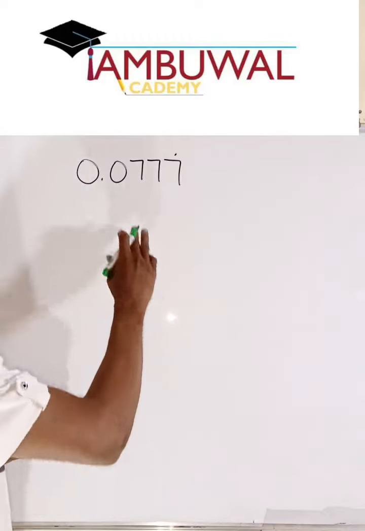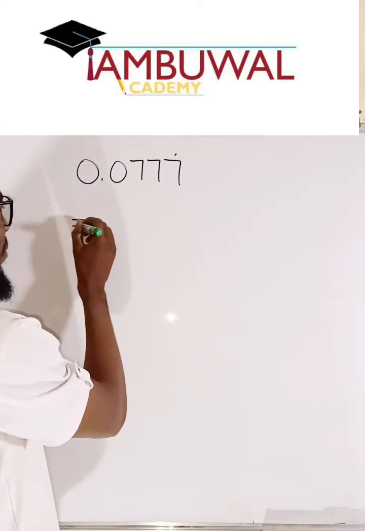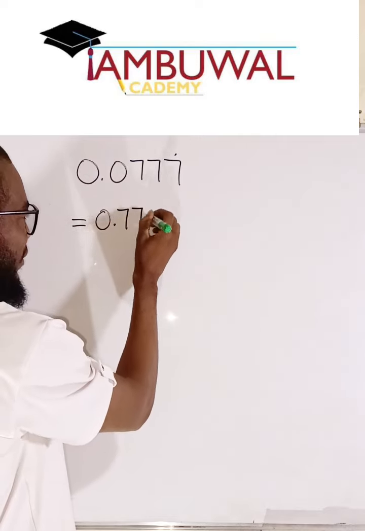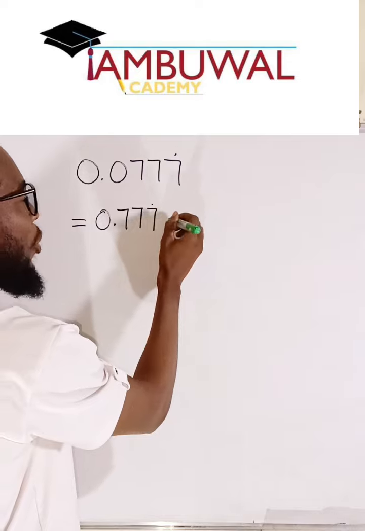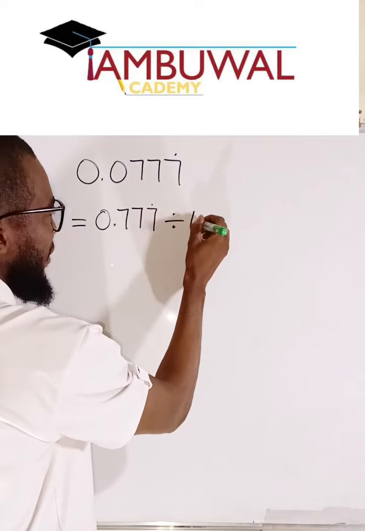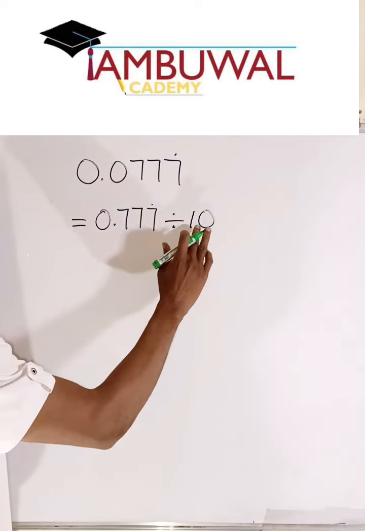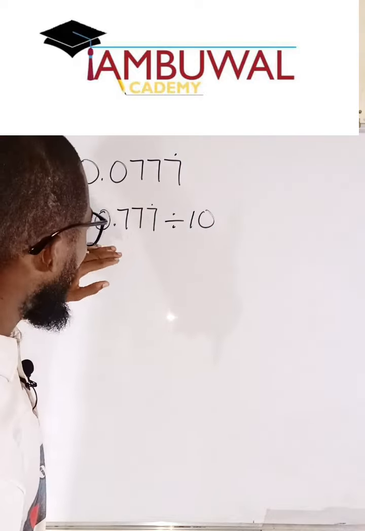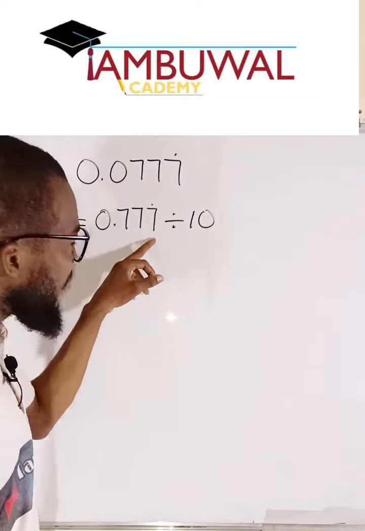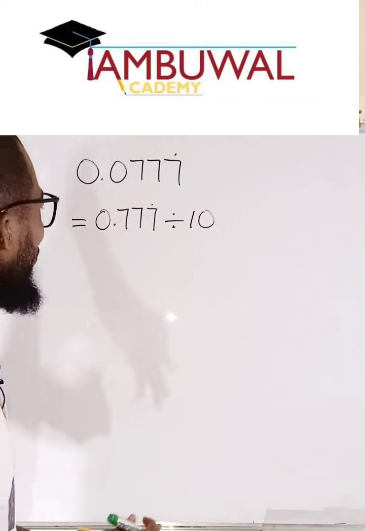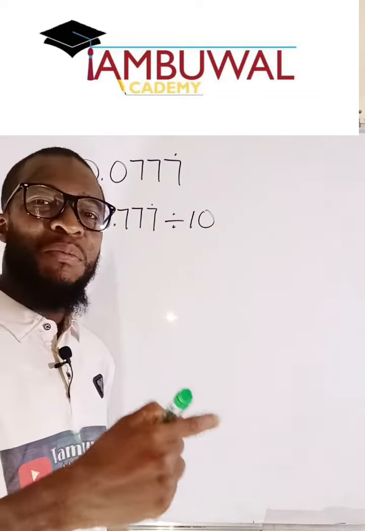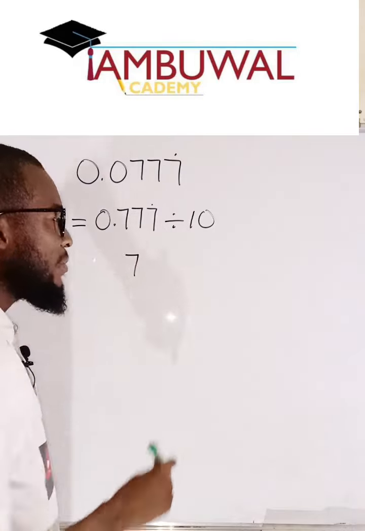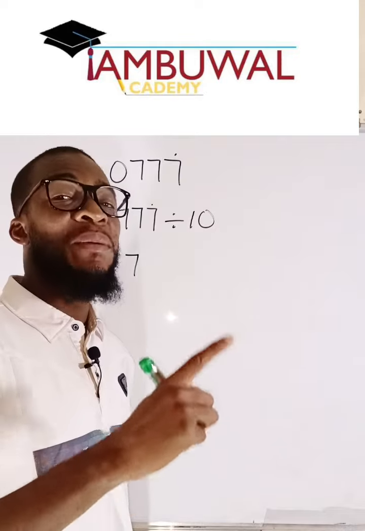Alright, what you should know is that this number is the same thing as 0.777 recurring, but divided by 10. If you take this number and divide by 10, you're going to get this one. But in our previous lesson, we learned how to convert this type of decimal number into a fraction. And I told you, you should just take that number that keeps on repeating, which is 7.